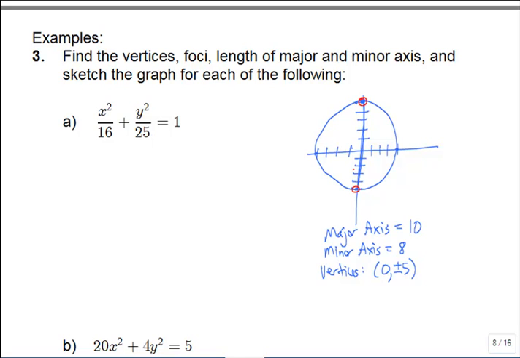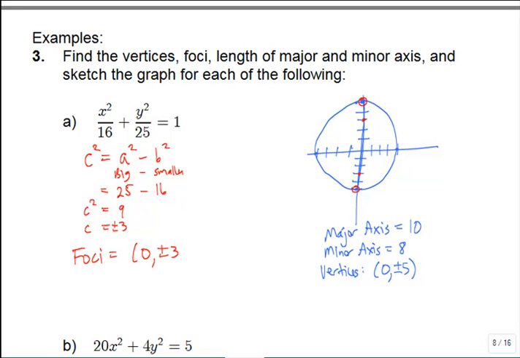In order to find the coordinates of your foci, you need to find those c's. So remember our definition, c squared is equal to a squared minus b squared, where you're doing the bigger square minus the smaller square. So in this problem, our bigger square is the 25, our smaller square is the 16. 25 minus 16 is going to be 9, so c is going to be either plus or minus 3. So our foci are going to be at 3 going up and 3 going down, or if you want to generalize that, it would be 0 for the x-coordinate and plus or minus 3.